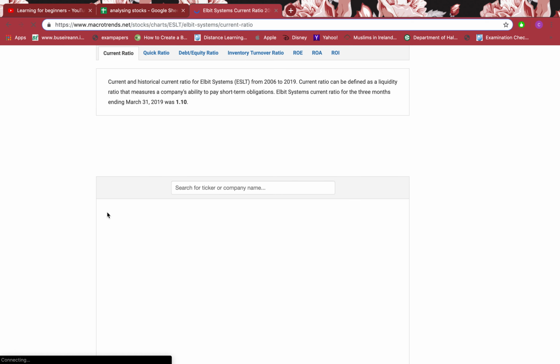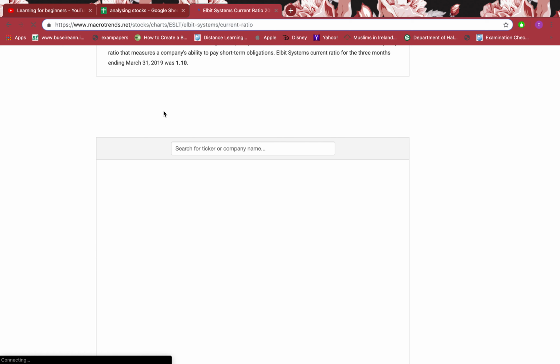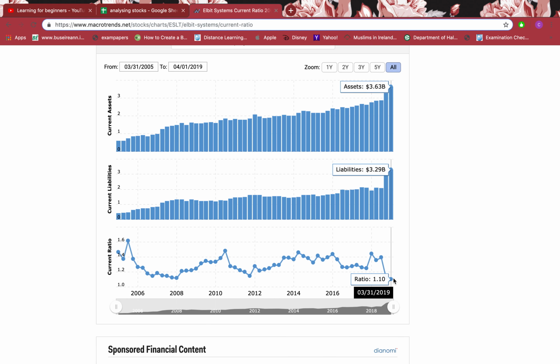For current ratio, if it's less than 1, that means it's not a safe stock, it's very risky. If it's 1.5 or more, that means it's a very safe stock. Let's see if they have any data for this one. Yes, they do. So right now it's 1.1. I'm looking for 1.5 or more. It's less than 1.5, so it's a risky stock.